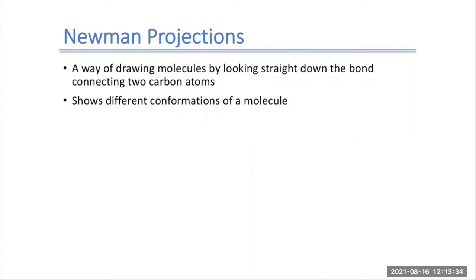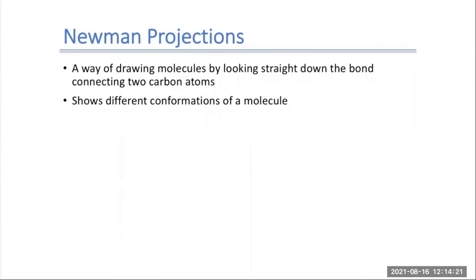And now Newman projections are the ones we're really going to be looking at here, the ones we're really going to focus on. And we like the Newman projections because it's a way of drawing a molecule where we look straight down the bond that connects two atoms. It allows us to see the different conformations of that molecule.